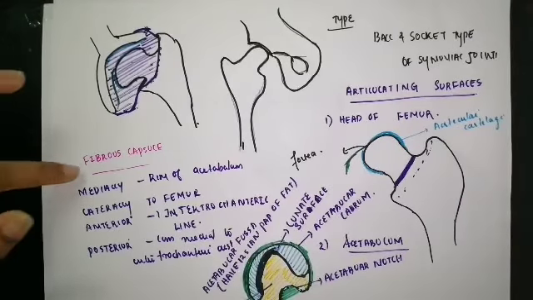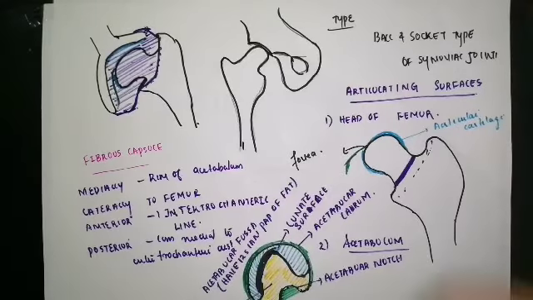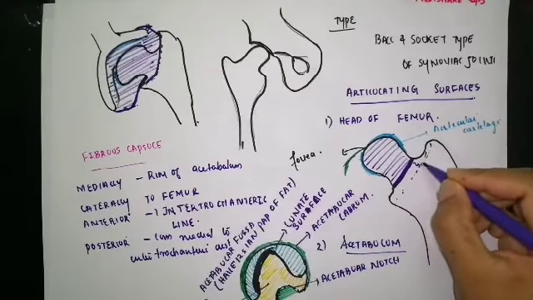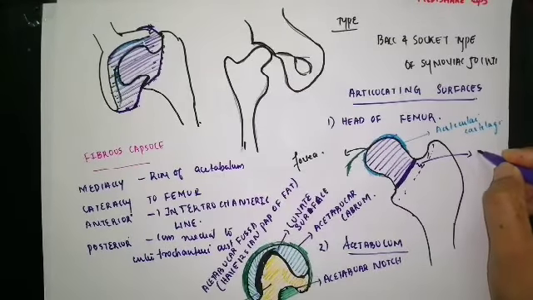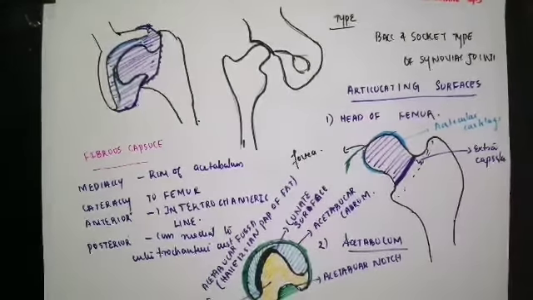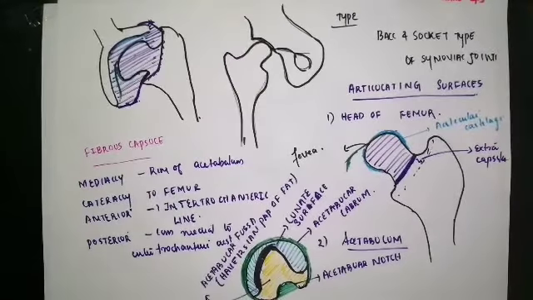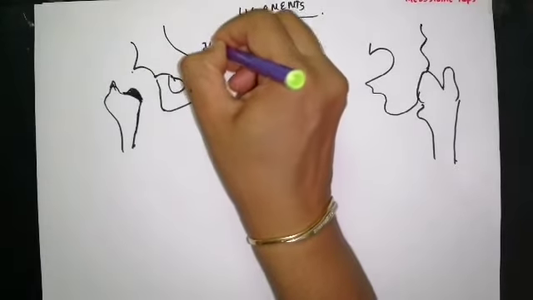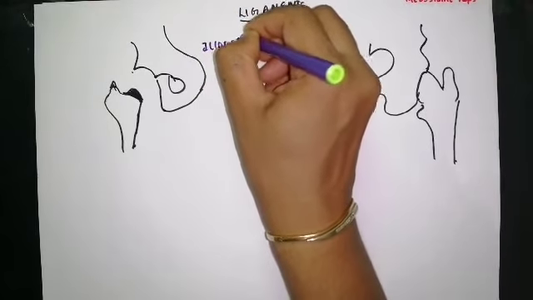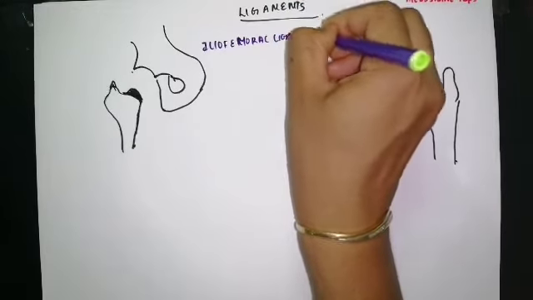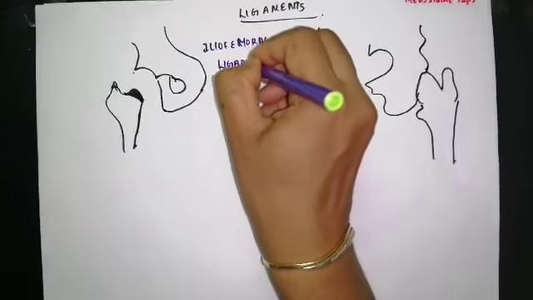So that is the attachment of the fibrous capsule. This capsule gets attached like this, and this much part of the neck of the femur remains extracapsular. So that is all about the fibrous capsule. Now you will see the important ligaments around the hip joint. The first ligament which we are going to discuss is an important ligament known as the iliofemoral ligament. The iliofemoral ligament is also known as the ligament of Bigelow.